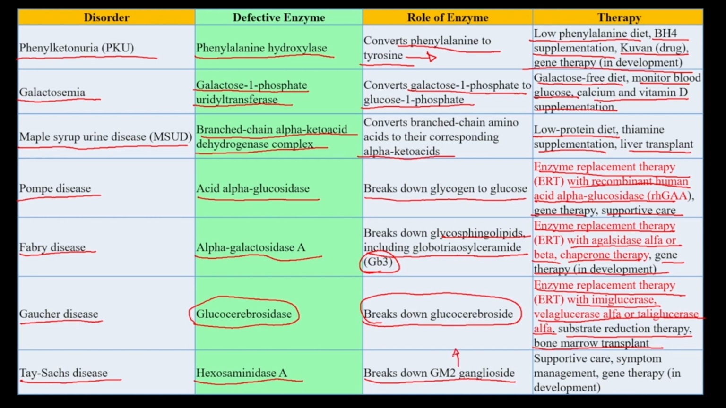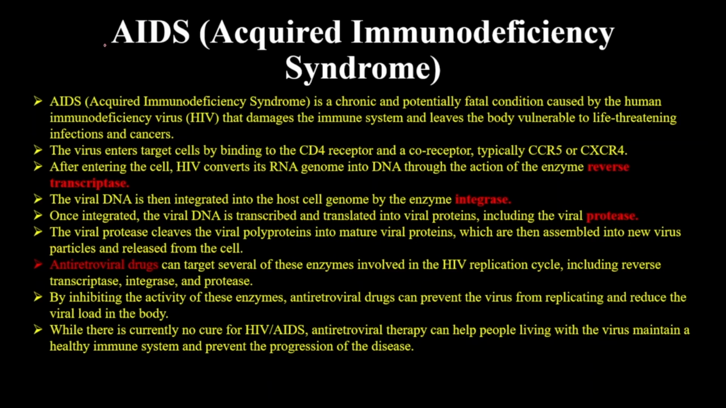Remember, then we were talking about the lipids. We have discussed some of these lipids. Supportive care, symptom management, and gene therapy. Then we also talked about infectious disease. So one of the infectious diseases I have taken is AIDS, or acquired immunodeficiency syndrome.